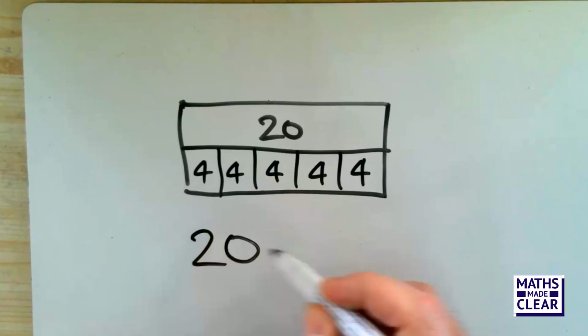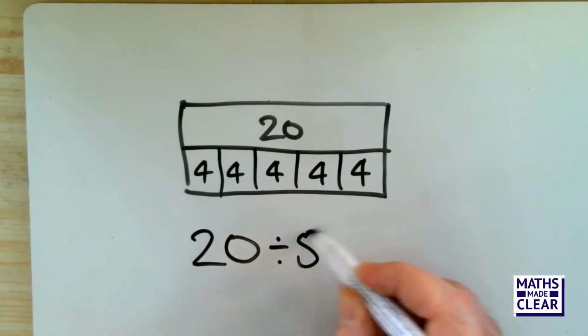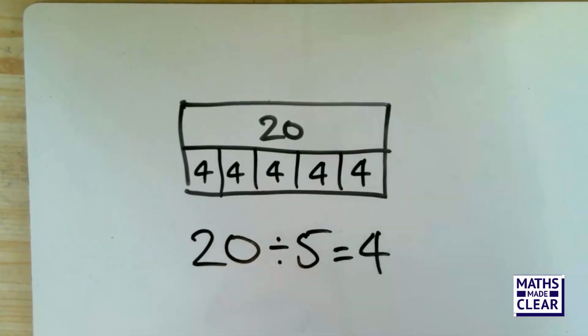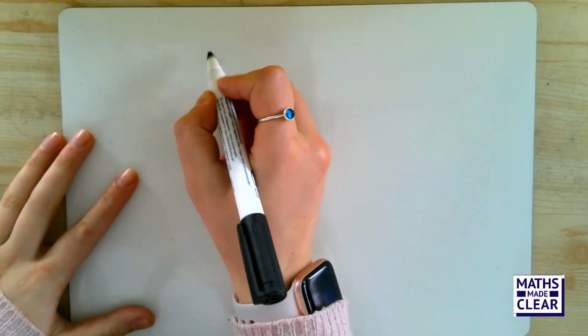We could also write down formally 20 divided by 5. And as your children get older, with their times table knowledge, hopefully they will know that 5 times 4 is 20. And so the answer, 20 divided by 5, is 4. Because something we try to link in is the fact that multiplication and division are the opposite of each other. So if you have multiplication facts, you also have division facts too. So we can use that knowledge to help us with partitioning.